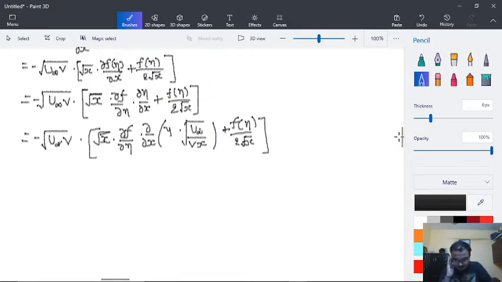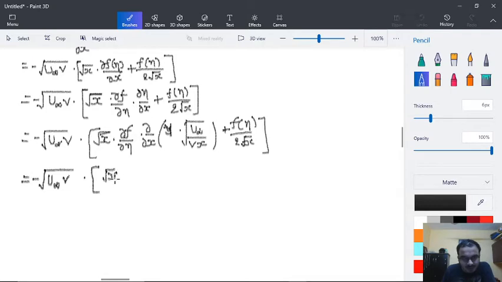So here let's begin. This is y, okay, and here let's begin now: v is equal to minus the square root of u infinity into nu into the square root of x. This will be slightly complicated, so you need to focus over here.